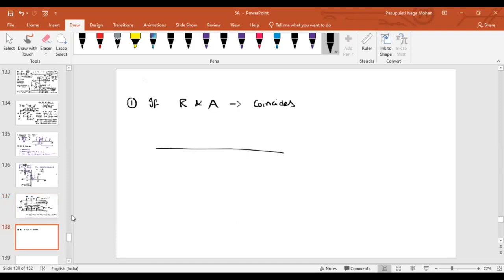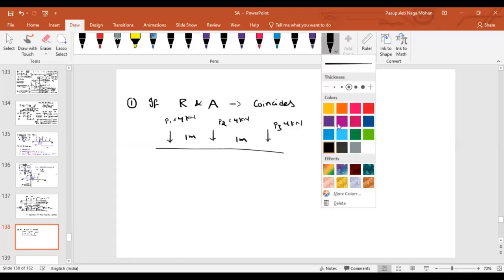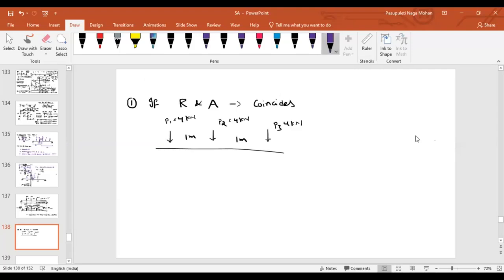So imagine there are 3 different loads, let us say P1, P2, P3. Let us say all these are equal forces, 4 kilonewton, 4 kilonewton and 4 kilonewton, and the distance between them is 1 meter. What do you think, where will the resultant be in this case? Center 4. The distances are equal. Then R will be equal to total how much? 3 4s are 12.